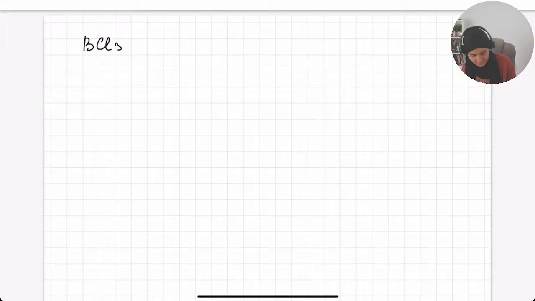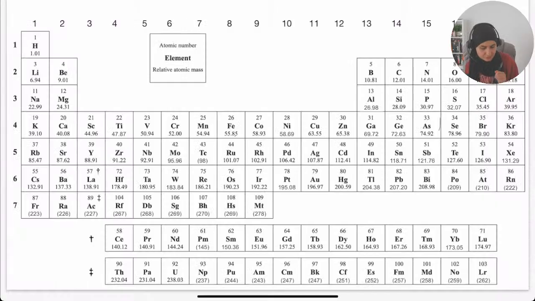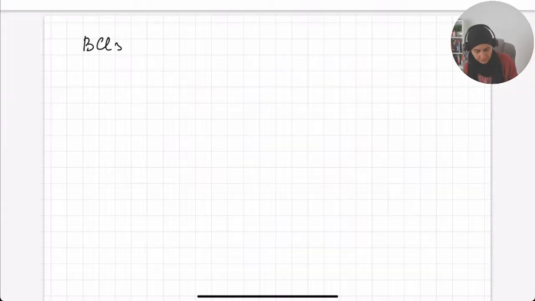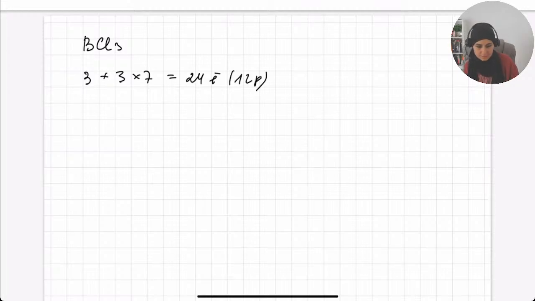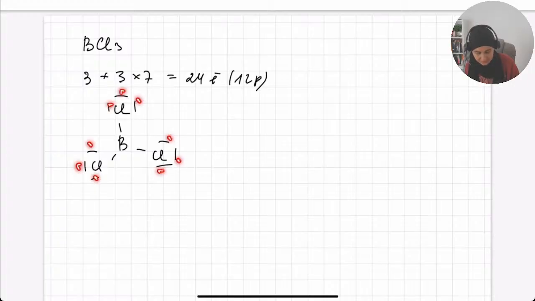Well, let's see. Boron is in group 13, so it has 3 valence electrons, and chlorine has 7. So it's 3 from boron plus 3 times 7, so that's 21 plus 3, 24 electrons or 12 pairs. I do the same, so boron in the middle, bonded to chlorines, then octets on chlorines, then count how many pairs I have used up. 1, 2, 3, 4, 5, 6, 7, 8, 9, 10, 11, 12. I have used up 12 out of 12, which means that boron does not have a lone pair.